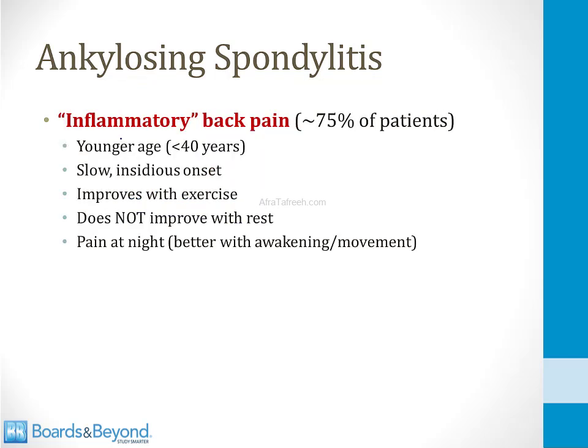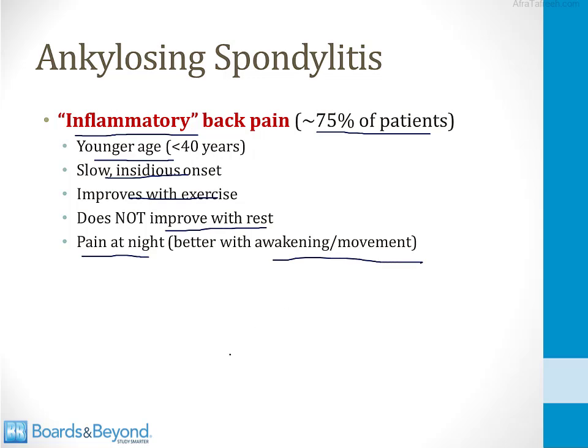The hallmark of ankylosing spondylitis is inflammatory back pain. This is found in 3/4 of patients. So inflammatory back pain is back pain that tends to occur in younger patients, usually under 40 years of age. It has a slow, insidious onset. It improves with exercise and does not improve with rest. And the pain is often present at night and gets better when the patient wakes up and begins to move.